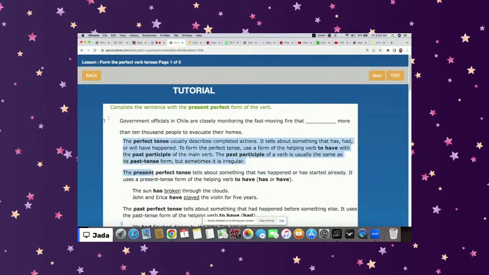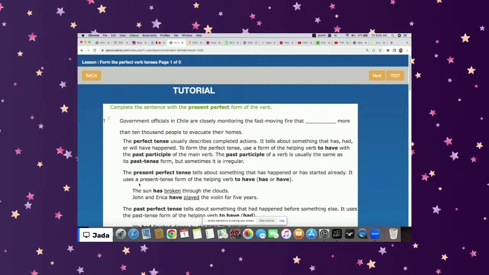Now, the present perfect tense tells about something that has happened or has started already. It uses a present tense form of the helping verb to have, has or have. It's just like right now we started the lesson, the live class, so you can say the live class has started already. Okay, so that is an example of the present perfect tense.